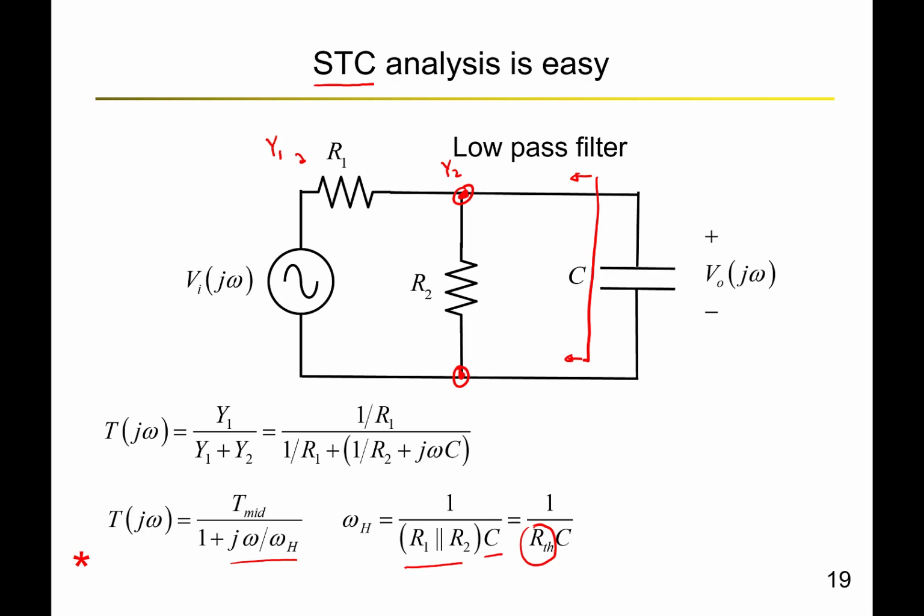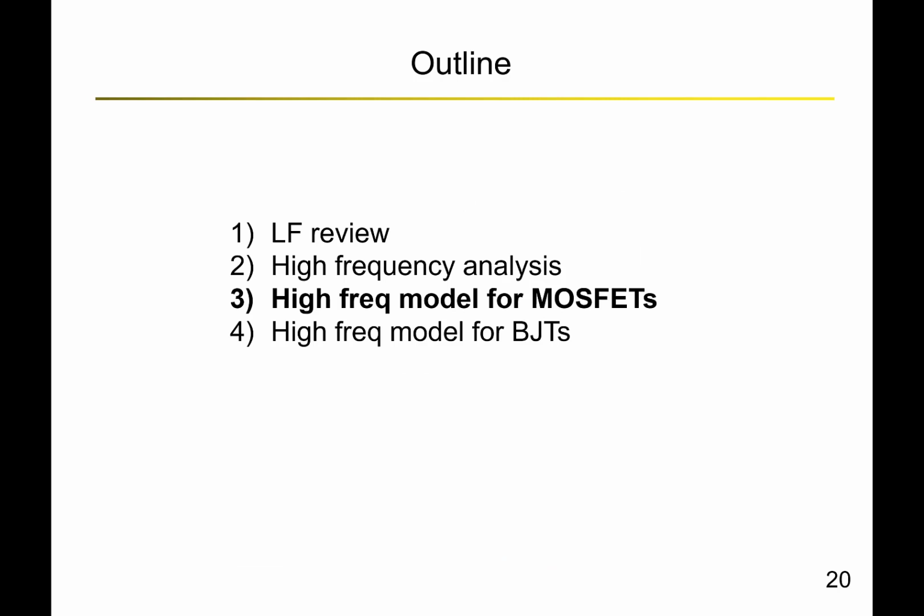So 1 over the time constant gives us the high cutoff frequency. What is the difference compared to the low one? There we had looked at a high pass filter, and here we are looking at a low pass filter. So we will next look into high frequency models for MOSFETs.